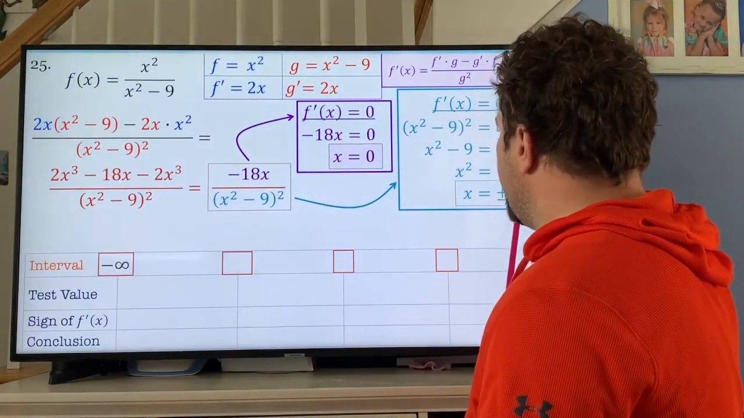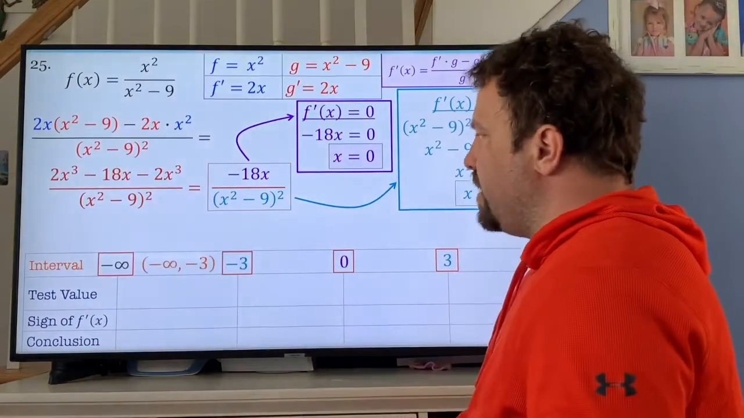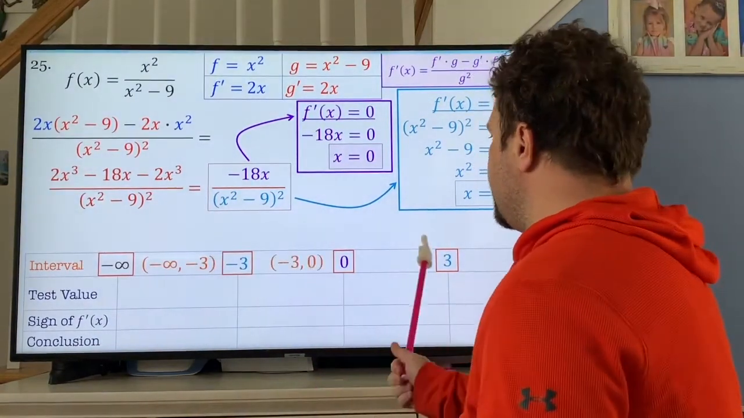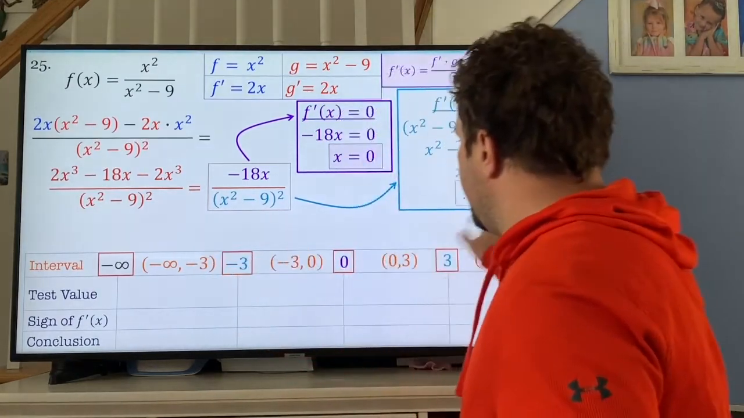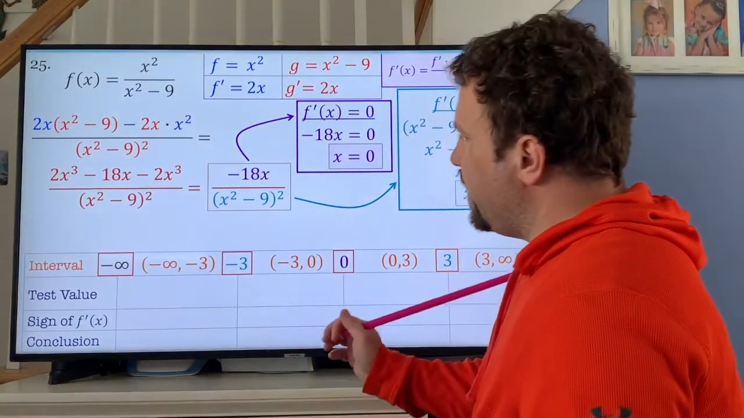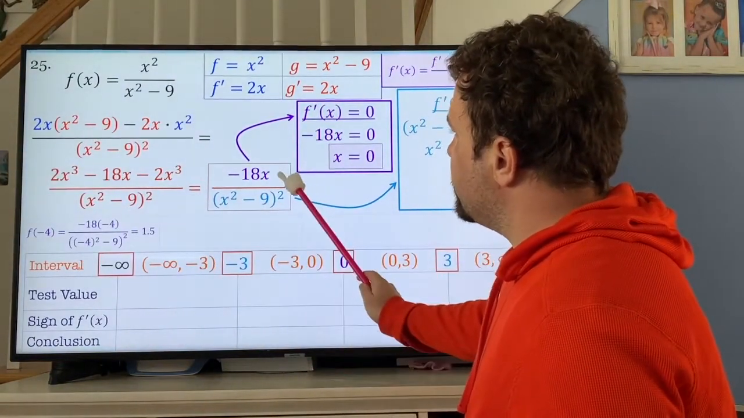So you go in order. Negative 3, 0, positive 3. Negative infinity to negative 3, negative 3 to 0, 0 to 3, and 3 to infinity. 1, 2, 3, 4. You got 4 intervals here. Find a test value. So first thing we're going to do is negative 4. You plug it into this equation right here.